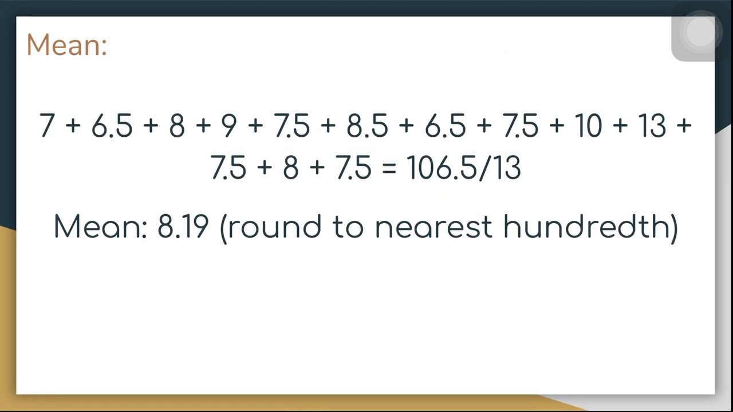So for the mean, I added all of the numbers together, the 13 numbers, and I got 106.5. And then I divided by 13, which is the number of numbers. So 106.5 divided by 13 is 8.19, and that is rounded to the nearest hundredth.